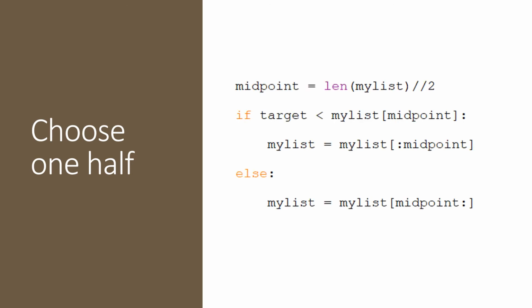So this is the completed code for this part of the program. We find the midpoint by dividing the length of the list by 2. If the target is smaller than the value at the midpoint, we replace the full list with a half list, the slice from the beginning to the midpoint. Otherwise, we replace it with a slice that starts at the midpoint and goes right up to the end. We've cut the list in half and we've only kept the half where we know the target value must be found.